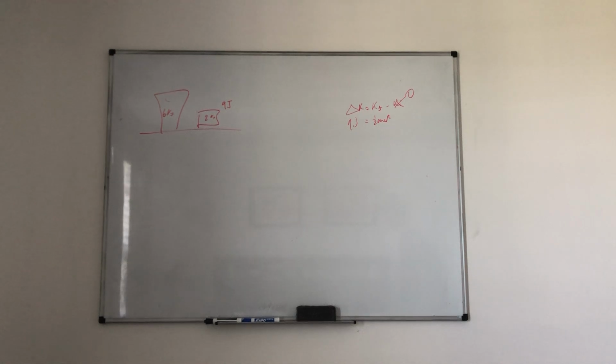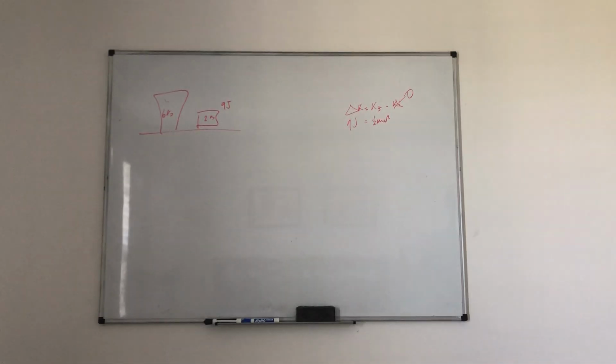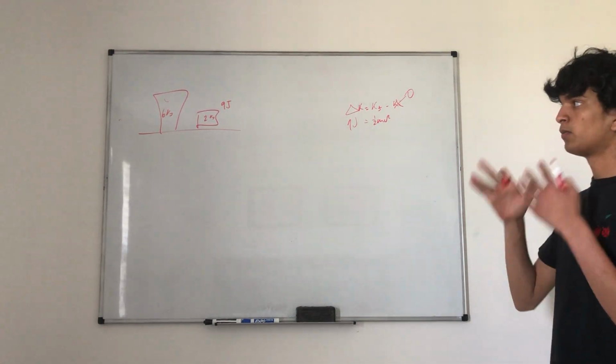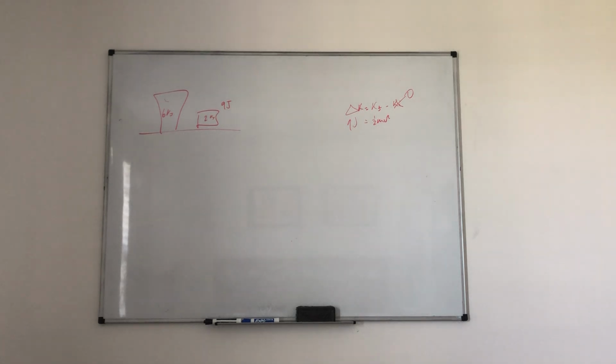I'm just going to show you my work right here so you can pause and take a look at that. V final is 3 meters per second. It said determine the speed. You could have gotten all the points by just saying 3 meters per second. You didn't have to show any work. So yeah. Showing work helps though, because in case you don't get it right, you could still get partial credit, but you don't need to. Let's talk about the graph.